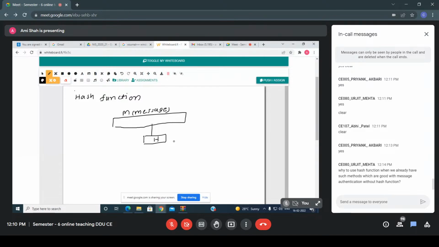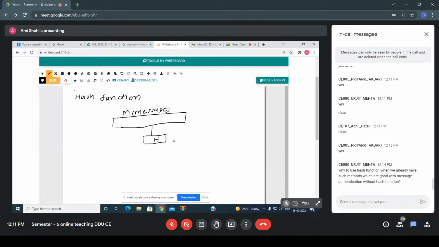And here we have a hash function which is taking this whole message, a message of variable length. What will this hash function do? The hash function takes the whole message as input and gives a fixed size digest, and this is known as a hash code. So this is known as a message digest, or hash code.